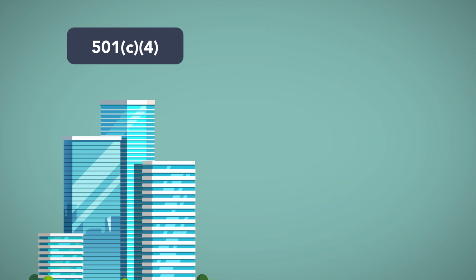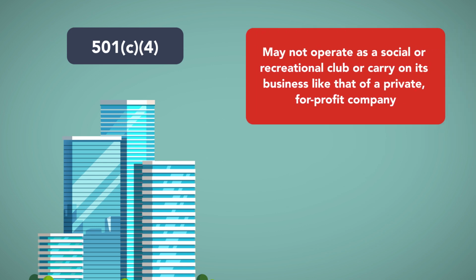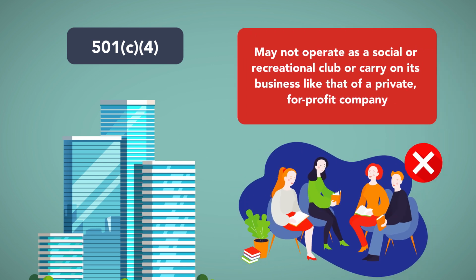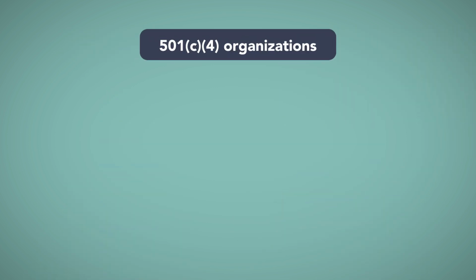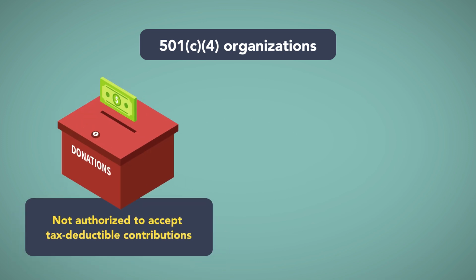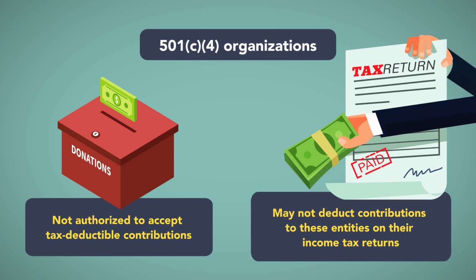As with 501c3 organizations, the 501c4 entity may not operate as a social or recreational club or carry on its business like that of a private for-profit company. Unlike 501c3 entities, 501c4 organizations are not authorized to accept tax-deductible contributions, and donors may not deduct contributions to these entities on their income tax returns.